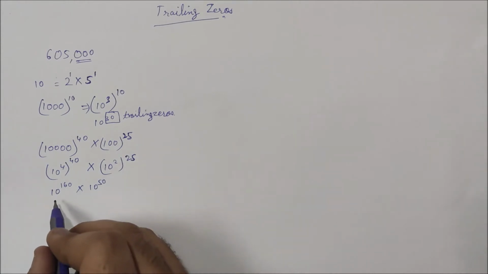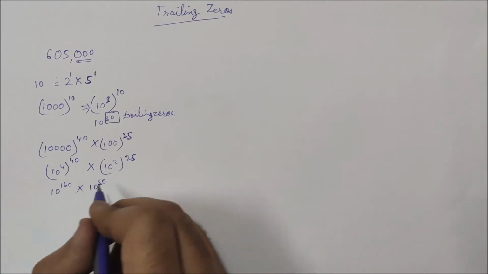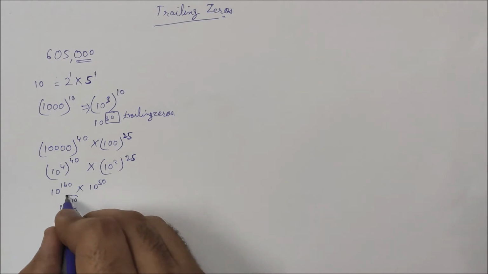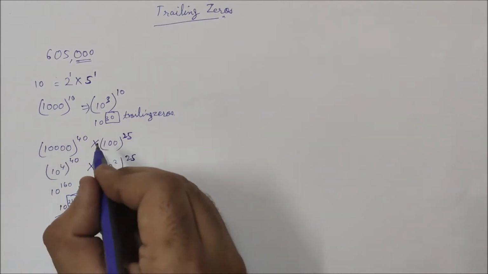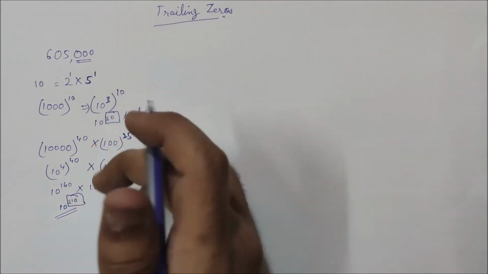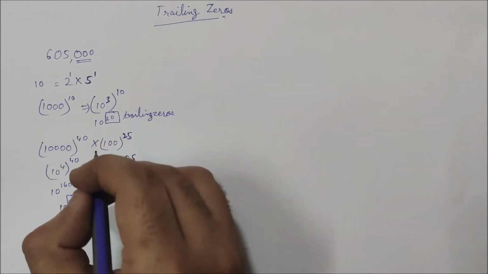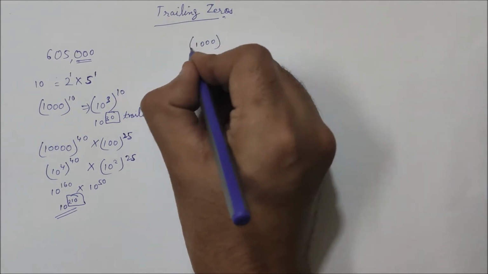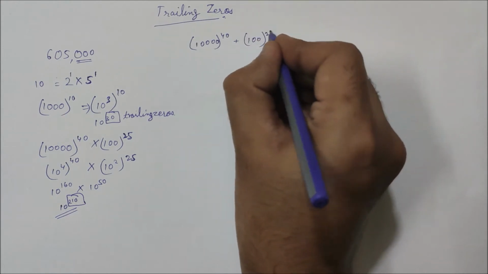Another rule of indices: if the bases are the same and they are in product, then the powers get added. So it is 10 to the power 210. So there are 210 trailing zeros in this expression. However, there is a bit of confusion and students often make this mistake. If there had been a plus sign instead of a multiplication, how would our result have changed? So I'll write it again: 10,000 raised to the power 40 plus 100 raised to the power 25.